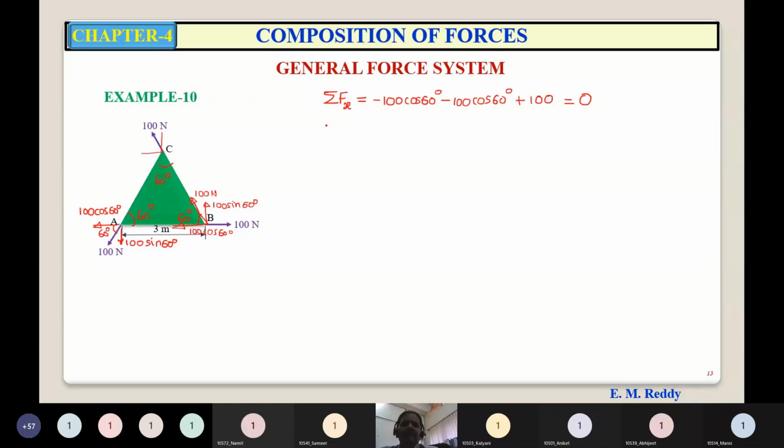Then the algebraic sum of all Y components. The Y component of this 100 is acting downwards, so minus 100 sin 60. The Y component of this 100 is acting upwards, plus 100 sin 60. And this 100 is acting horizontally, so its Y component will be 0. So this is equal to 0. That means the resultant force of this system is 0.